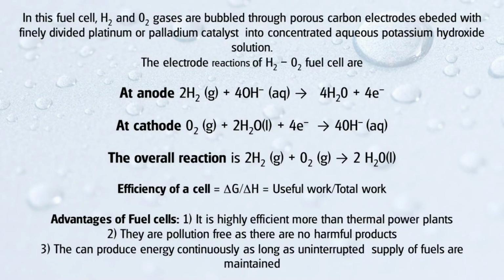In this cell, the hydrogen and oxygen is bubbled through a porous carbon electrode embedded with platinum or palladium catalyst into an aqueous solution of potassium hydroxide. The catalyst increases the rate of reaction and thereby aids in smoother conversion. At the cathode, the oxygen is reduced to hydroxyl ions, and at anode, hydrogen is oxidized to water.